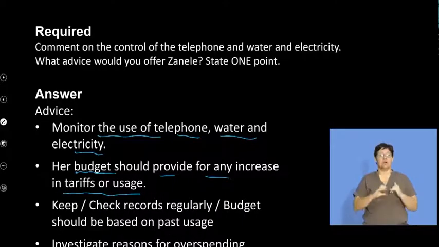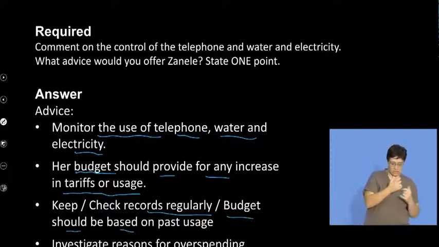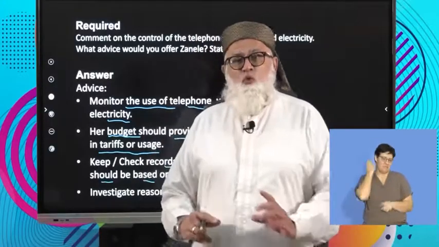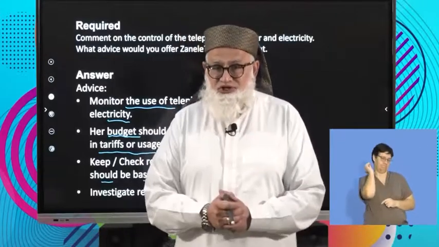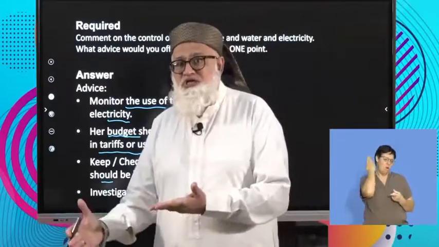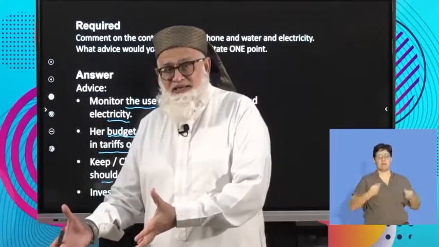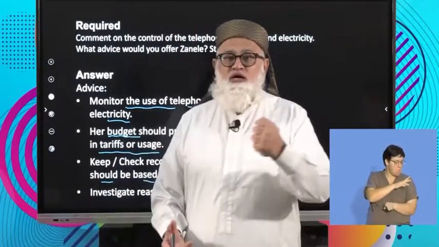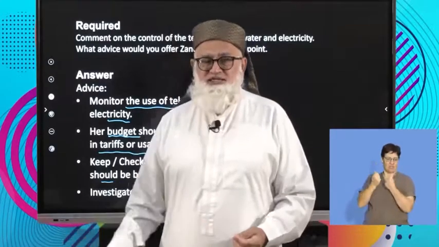Try and keep your records up to date. Your budgets should be based on past usage. Like I told you in previous lessons, I'm going to mention it again. When you're drawing up your budgets, you're taking into consideration past usage. So in the previous month, if you spent X amount of money, you use that as your basis, and then you work from that. That's called historical cost budgeting.